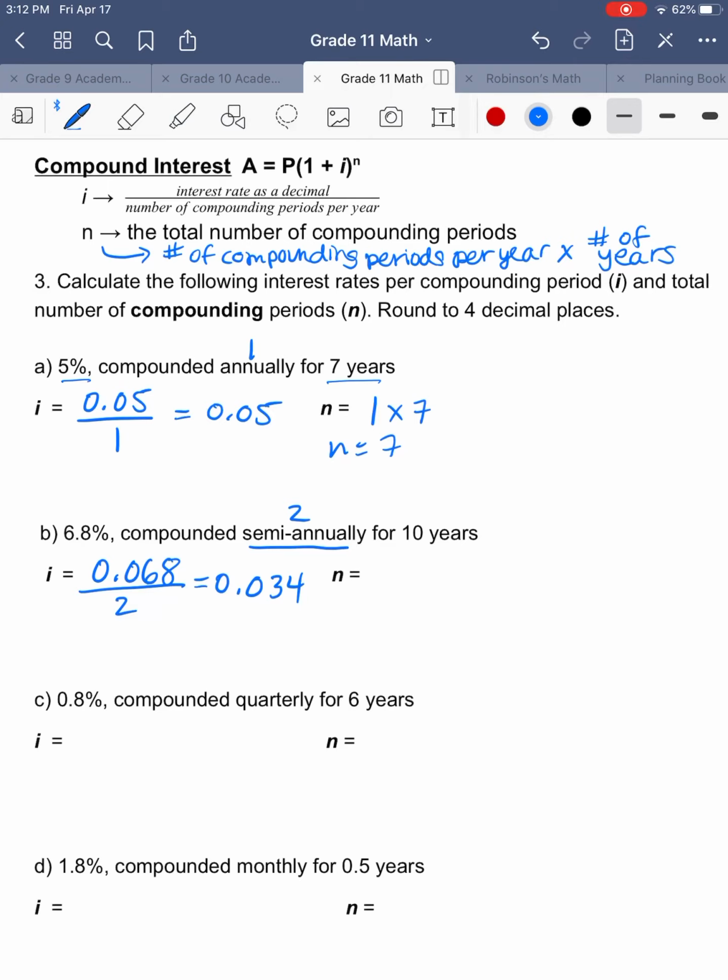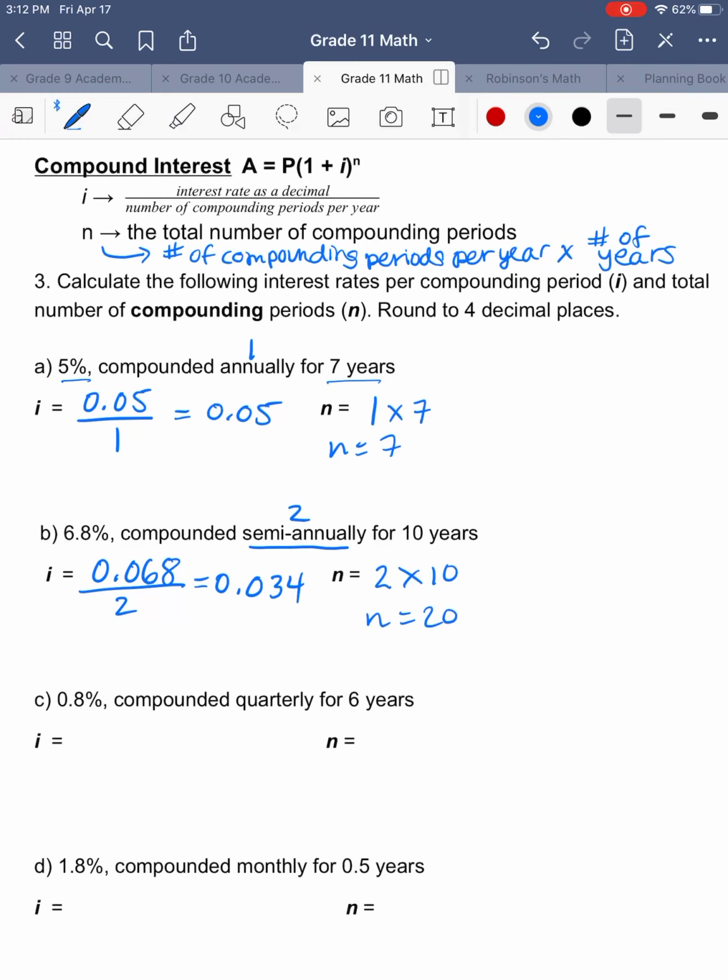And for N, the total number of compounding periods, we're going to take the number of compounding periods per year, which is 2, and multiply it by the number of years, which is 10. So this means we have N is equal to 20.